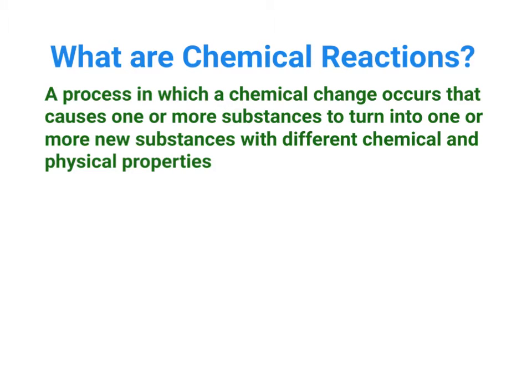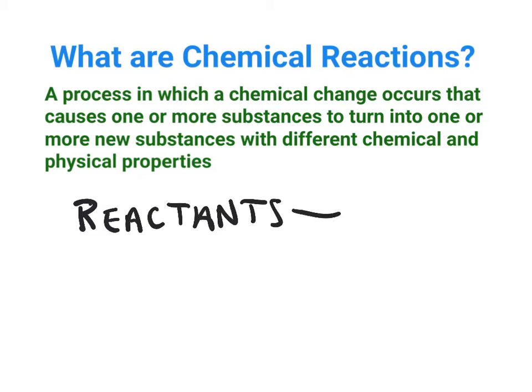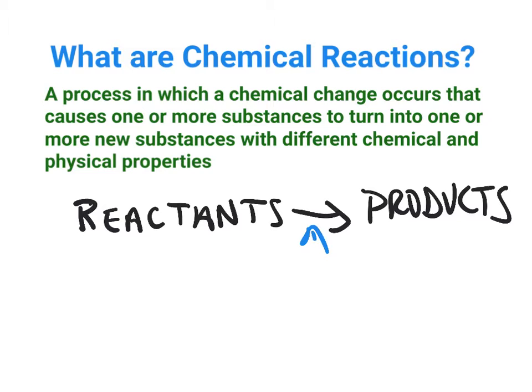Chemical reactions are processes in which a chemical change occurs, and that chemical change causes one or more substances to turn into one or more new substances, and those new substances have different chemical or physical properties. In general, it goes like this. The substances that are starting to react, or the original substances, are called reactants, and after the chemical change occurs, they turn into what we call products. So we start with reactants, right here there's the reaction, often abbreviated as RXN, and then you get products.